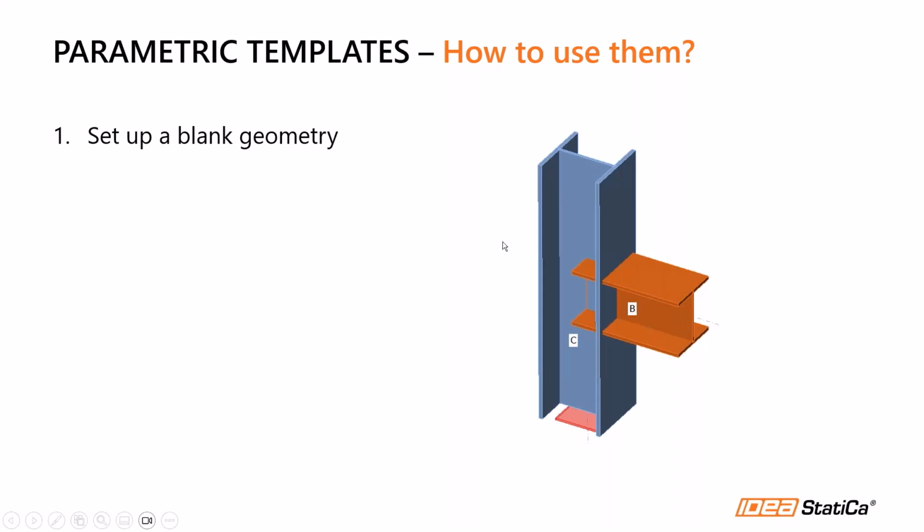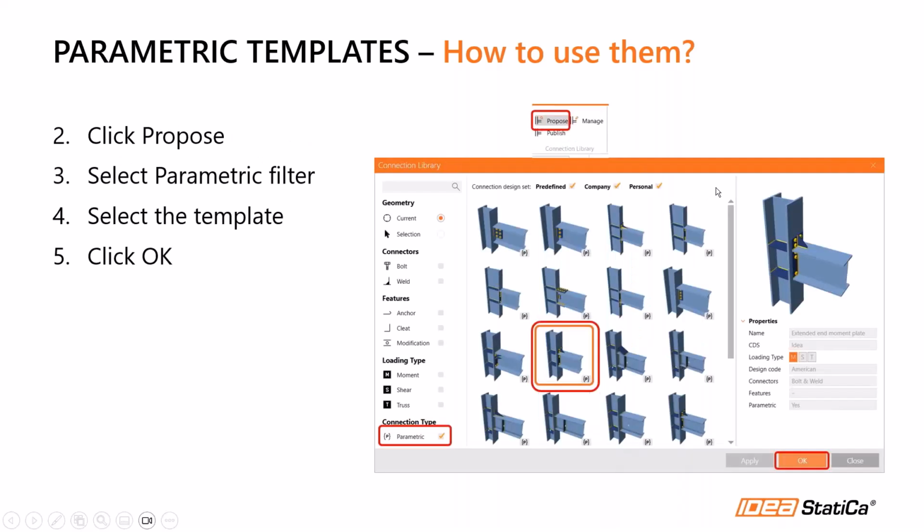First of all, I'll recommend that you start with this beam to column type of joint, right? So you need to set up a blank geometry. The next step will be to go to the connection library options that we have in connection application and click over propose. The third step will be to activate the parametric filter in this window, on the connection library window. You can see it here. And after that, you select the template.